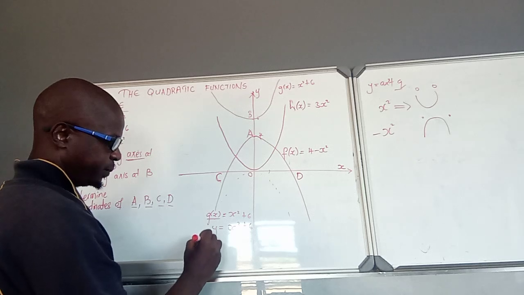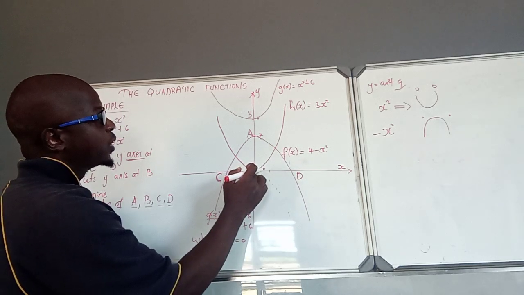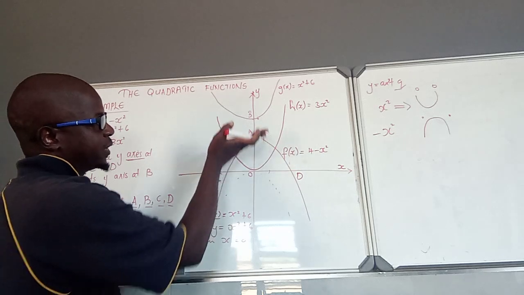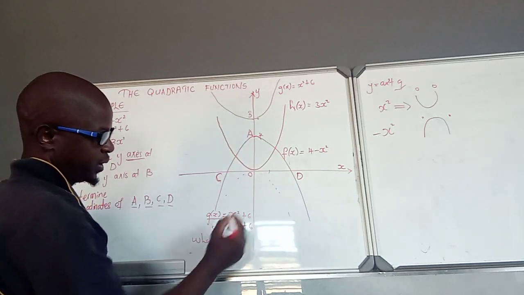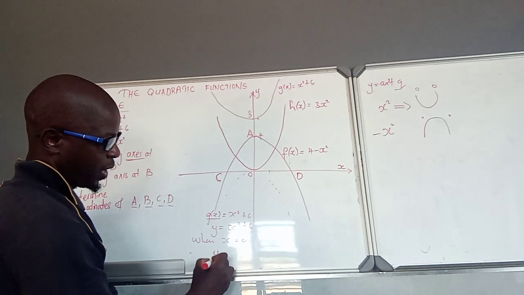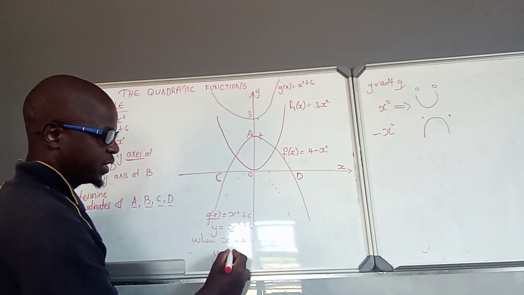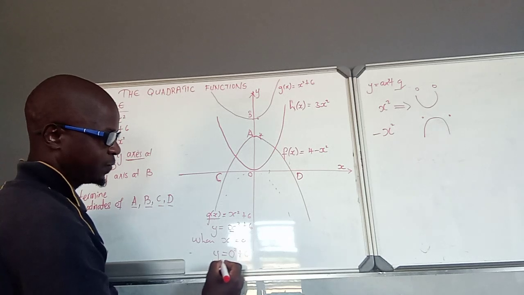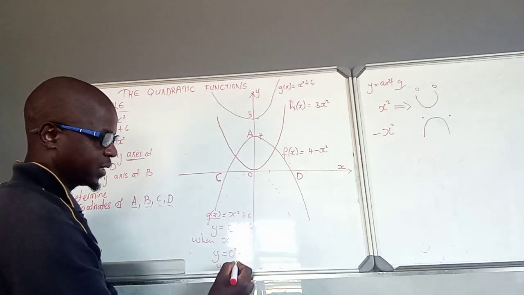So when x is equal to 0, at this point of x, we want to find what y is. So we can substitute into that equation. y is equal to, we put 0 in that place, which is 0 squared plus 6. So y is equal to 0 squared plus 6, which is 6.